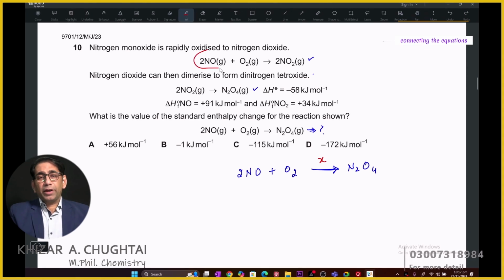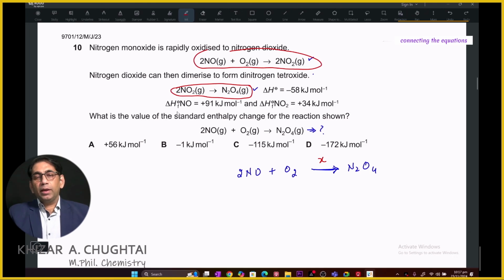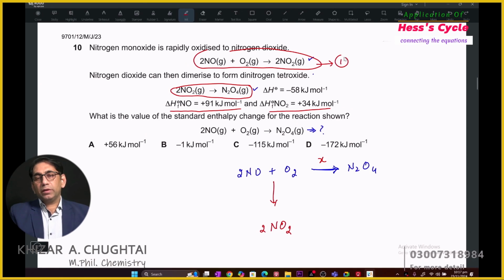Now, here are different equations, this equation and this equation. There might be another one, because the enthalpy of formation of NO is given, the enthalpy of formation of NO2 is given over here, and so on. I'm going to connect these equations with this equation. 2 mole of NO plus O2 goes to 2 mole of NO2. This is equation number 1.